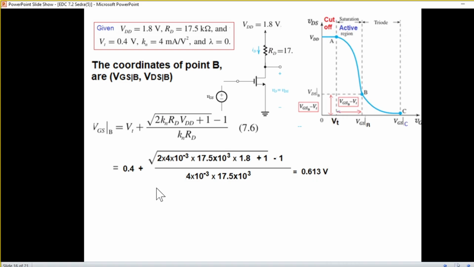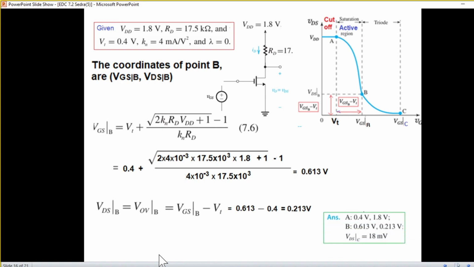That is VGSB. Now that we know VGSB, we can find VDSB by just subtracting VT. So VDSB is VOV, or VGSB minus VT, which is 0.613 minus 0.4. So this is the answer. These are the two coordinates of point B. So part B is done, and this is the answer given in the book. So this was the first part, and this is the second part. Now we have to do the third part.